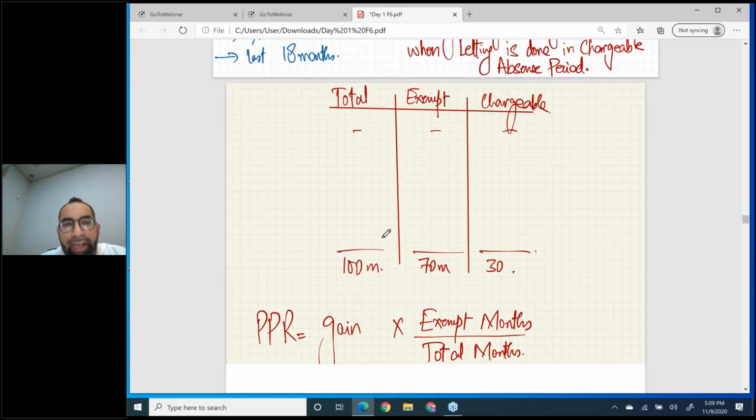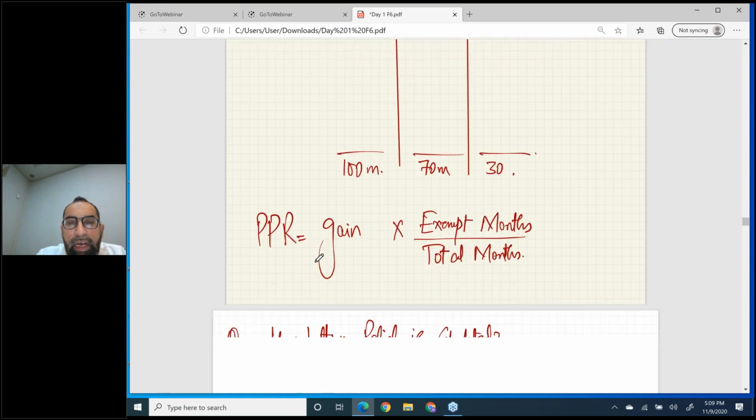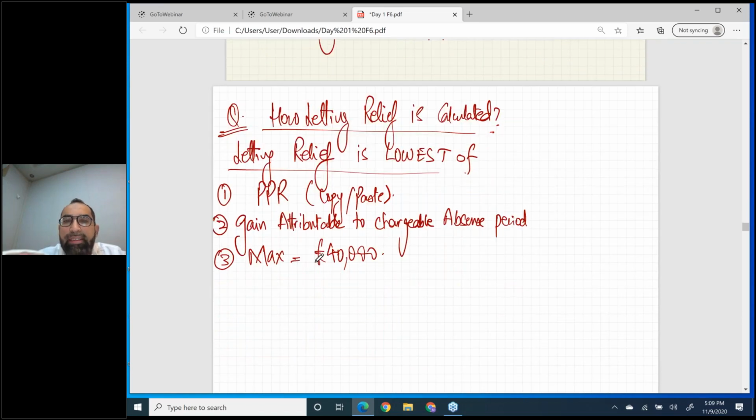Now I hope you remember these three columns: total months, exempt months, and chargeable months. I've just given an example. Now see, what is the formula of PPR? The formula of PPR is gain multiplied by exempt months divided by total months.